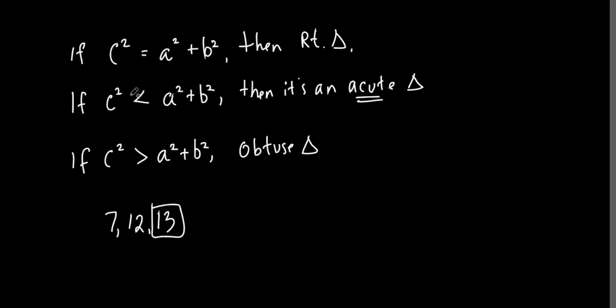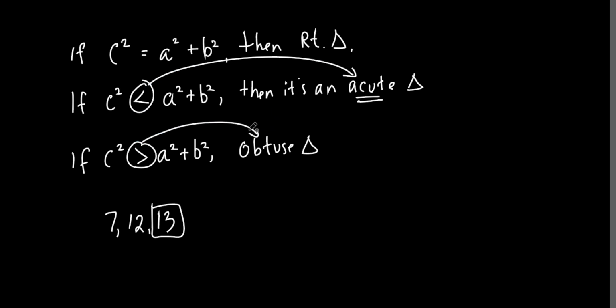So which one do I do first? The 13. I take the c. Before I do this, I forgot about this. Do you see how the less than goes with acute and the greater than goes with obtuse? Do you remember what an acute angle is? An acute angle is an angle that's less than 90 degrees. An obtuse angle is an angle that's greater than 90 degrees. So it's easy to remember which one goes with what. But the c squared has got to go first for this to work.